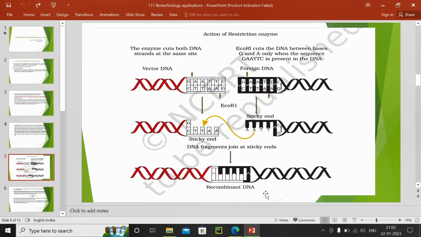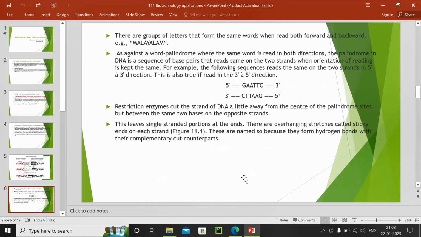So the vector DNA and foreign DNA molecule, after getting particular sticky ends, come together, and with the help of the enzyme ligase they get joined. Therefore it is called recombinant DNA, and the cut in this palindromic sequence gives sticky ends. So what are the properties of this palindromic sequence?